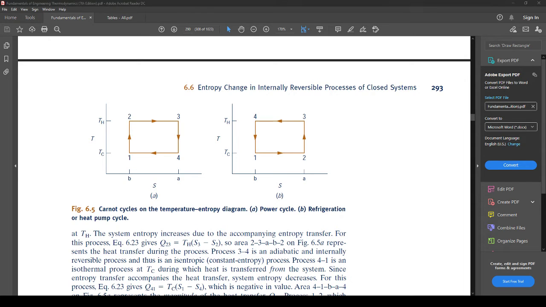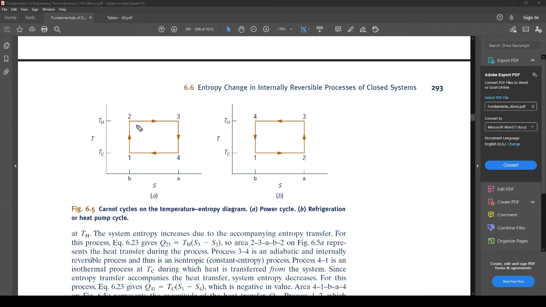So what it is saying is the following. These two processes are isentropic because, as you noticed, entropy at A and at B, from 1 to 2 it's the same, and from 3 to 4 it's the same. So these are constant entropy processes.